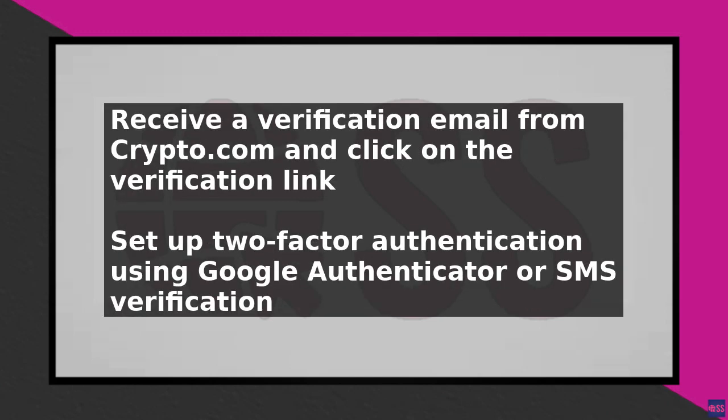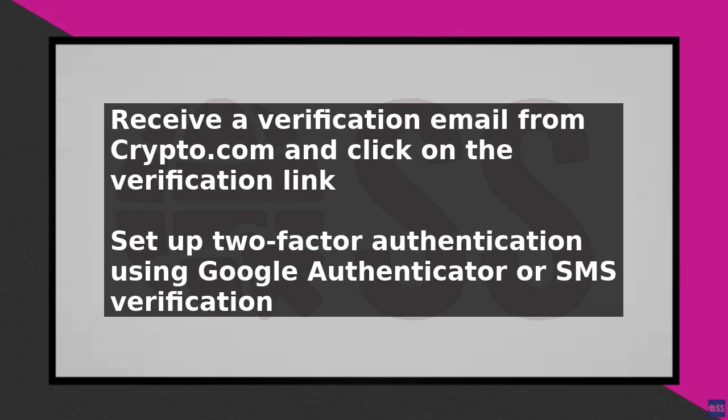After verifying your email, you will be asked to set up two-factor authentication to add an extra layer of security to your account. To do this, you can use the Google Authenticator app or receive a verification code via SMS. Choose the method you prefer and follow the instructions to complete the setup.